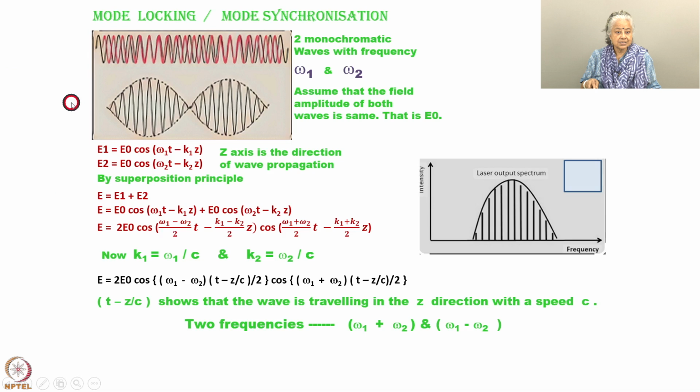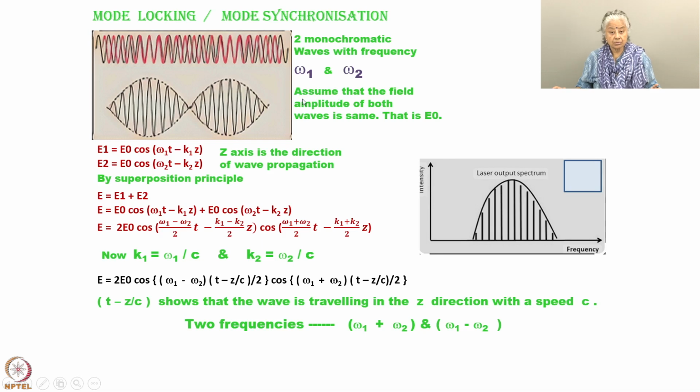So here consider these two frequencies. There are two modes, two very closely related frequencies. They may be one next to each other, the modes. So the frequencies are apart by just that delta nu. Here I show in black, you can follow the black line, that is one wave. And this is the red line, which is another frequency.